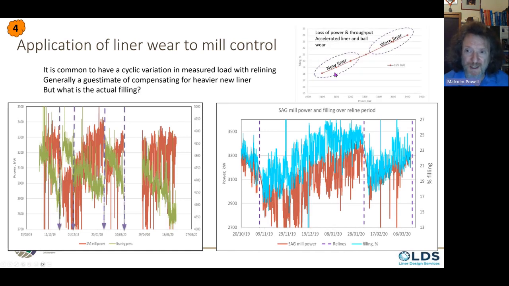So we see with a new liner, low filling, and a worn liner, high filling. This is really undesirable because the new liner is the most aggressive. So you get liner damage, so they slow down the mill and you lose even more power. So this is a common problem. It's not unusual.